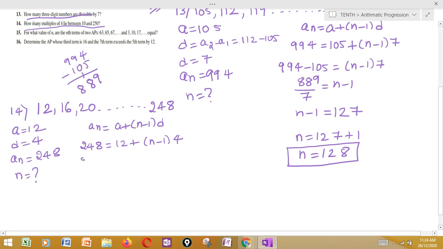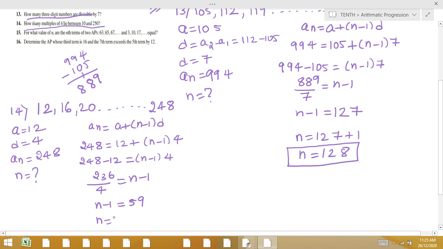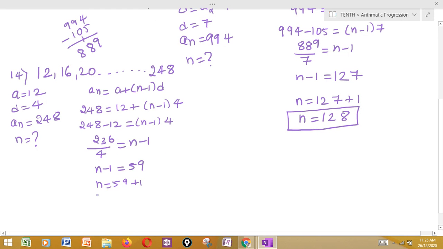Now send this 12 to the left hand side. 248 minus 12 is equal to (n minus 1) into 4. 248 minus 12, how much do you get? 236. 236 divided by 4 is equal to n minus 1. So n minus 1 is equal to, how much? 4 fives are 20, so 59. Now transfer that minus 1 to the right hand side. You will get n is equal to 59 plus 1, which is 60. So n is equal to 60.